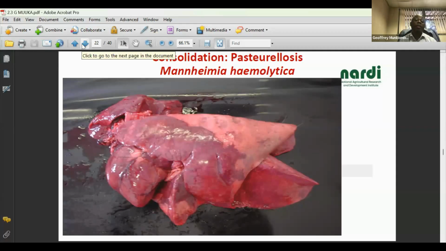But you can make a tentative diagnosis out there, especially if you do not have the necessary laboratory support that will help you to further elucidate your findings. Next slide, please.